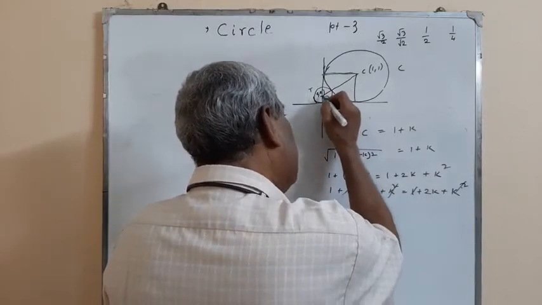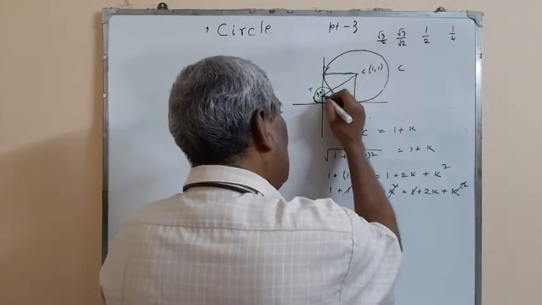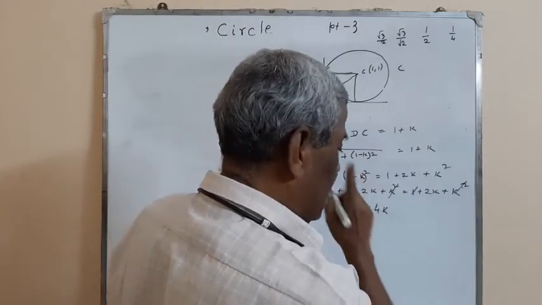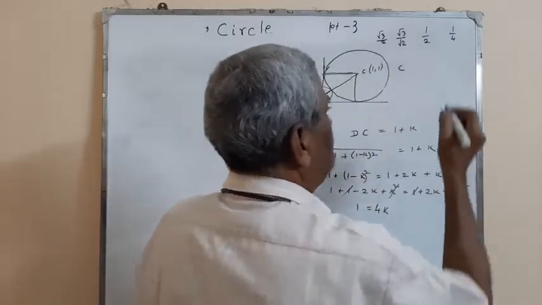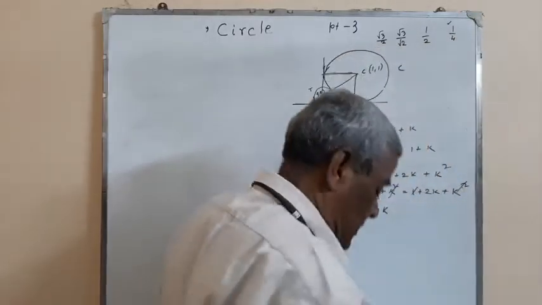And k is the radius of the circle. So the radius of the circle is 1 by 4. This is the correct option.